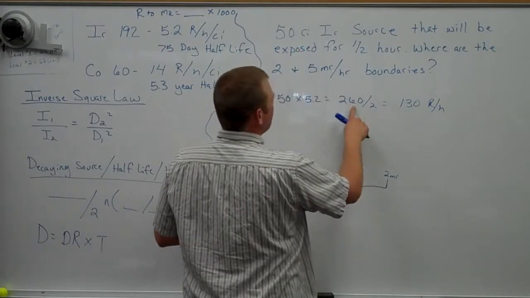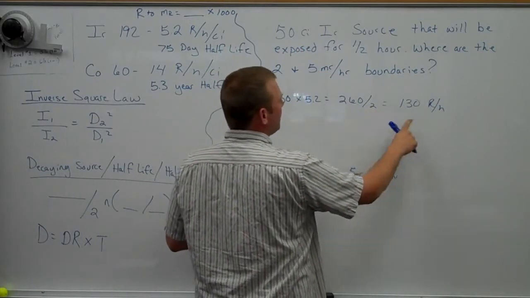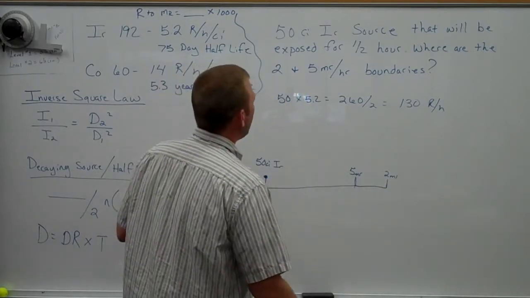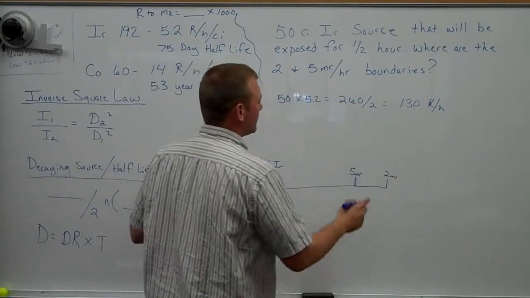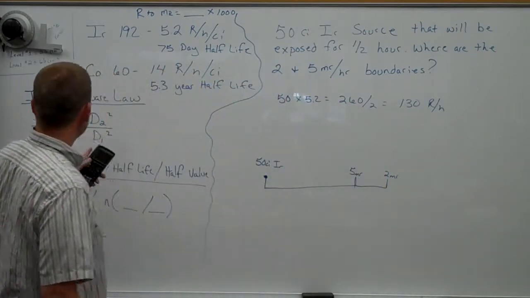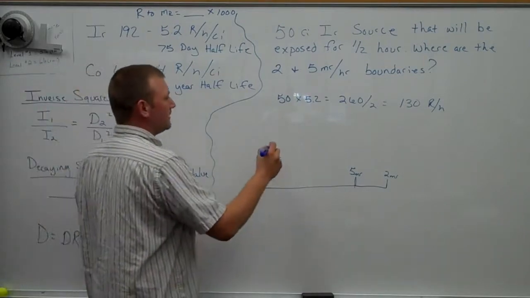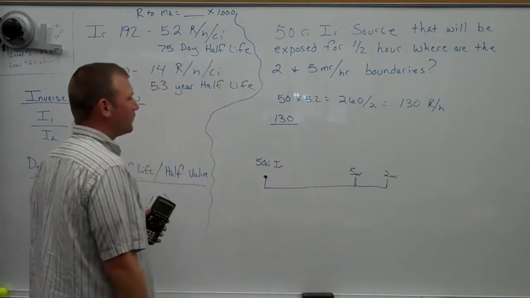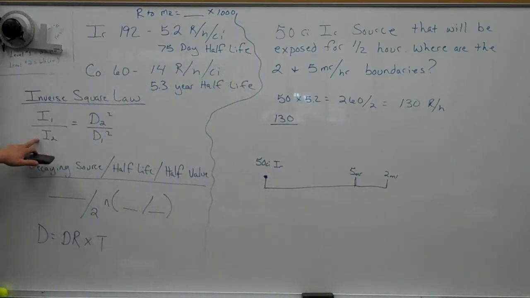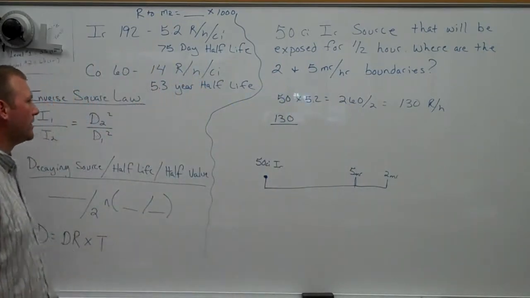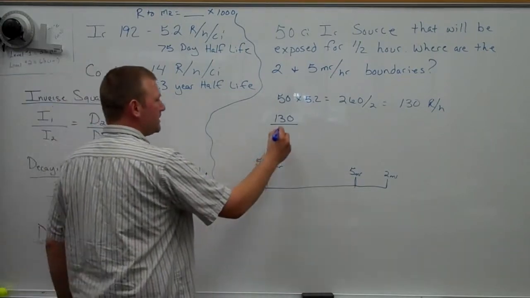So 50 curies gives us 260 rem. It's only going to be exposed for half an hour, so really we're only going to get 130 Rankins per hour at 1 foot. Now we need to know where the 2 and 5 MR boundaries are. So we're going to take this value and plug it into our inverse square law calculation. We know our intensity 1 of 130 Rankins per hour. We do know the intensity 2. It's going to be 2 and 5 MR, except we can only work one at a time. So we're going to put this here.